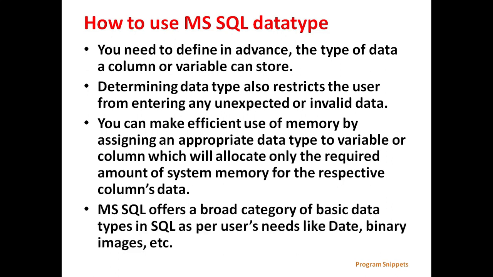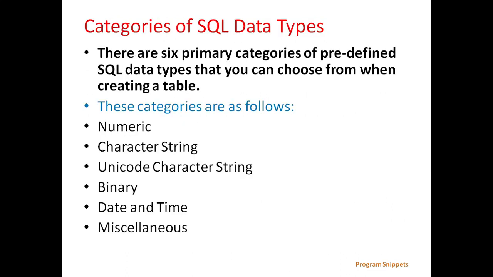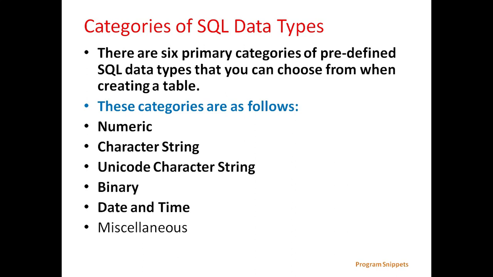MS SQL offers a broad category of basic data types as per users' needs, like date, binary, images, etc. There are 6 primary categories of predefined SQL data types that you can choose when you are creating a table. These categories are numeric, character string, Unicode character string, binary, date and time, and miscellaneous.